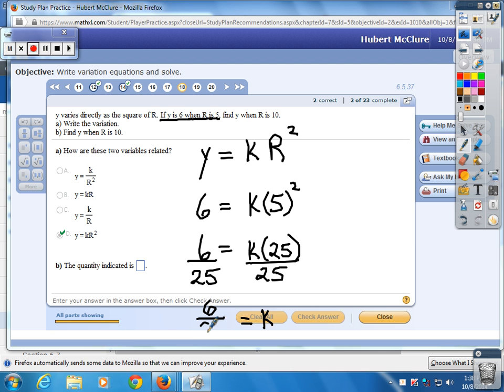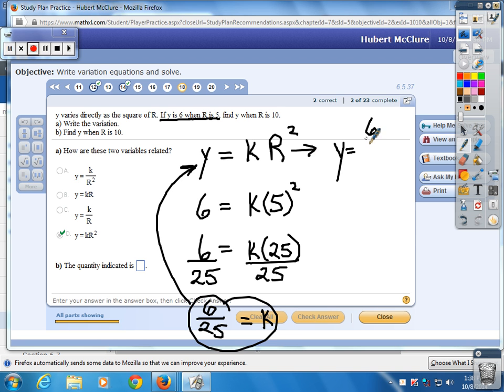6 over 25. Now what did I tell you to do with K after you found it? Plug it back into the what? Original equation, yes, the formula. So Y is equal to 6 over 25 times R squared. Now, what do they give us after that? Remember in number 4? Somebody tell me what number 4 says at the end of the sentence. It says more what? More info. And here's your more info.